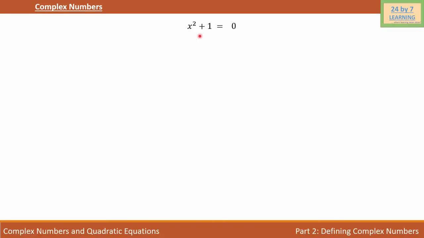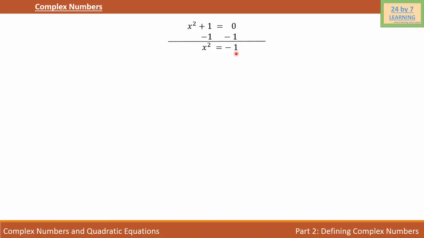What I would like to do is solve this quadratic equation. In order to solve that, I need to get rid of 1, and to do that, I'm going to subtract 1 from both sides. If I do that, I will cancel this out and I will get x square is equal to -1.